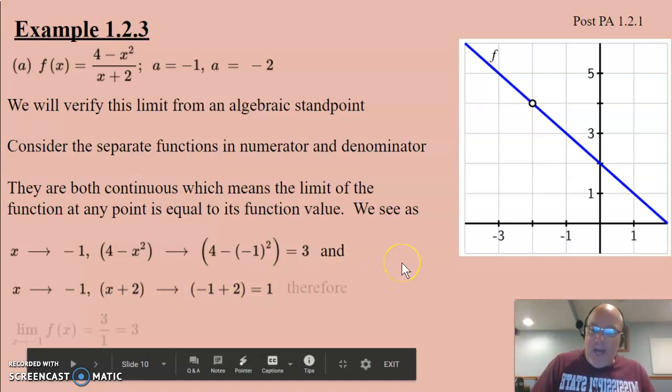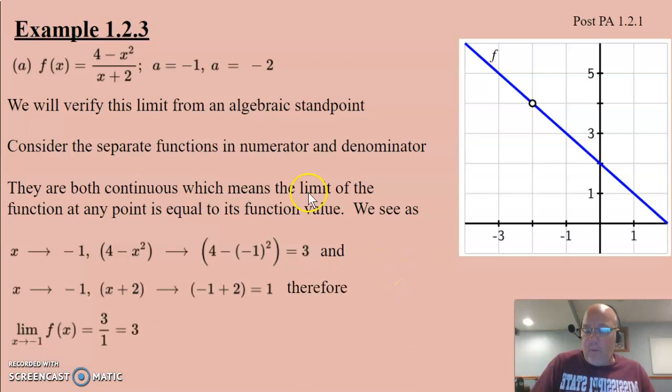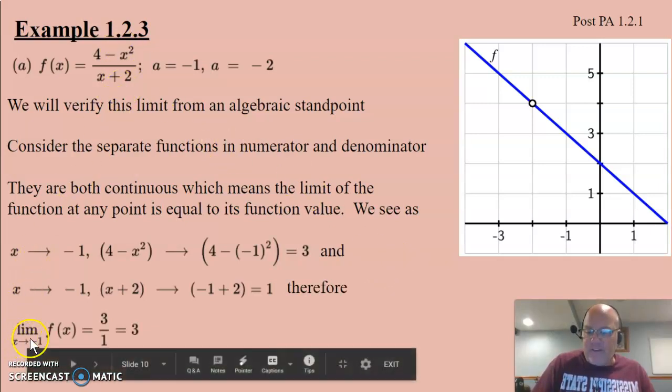But now when we put the numerator and denominator together, we can say the limit as x approaches -1 of f of x, there's the argument, is equal to 3 over 1, which is equal to 3. That's good news because that's what the table suggested, and that's also what the graph suggests.